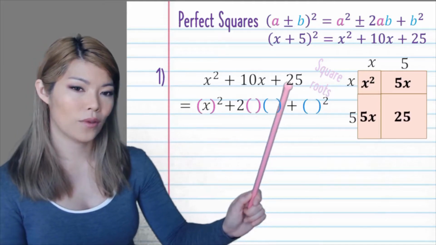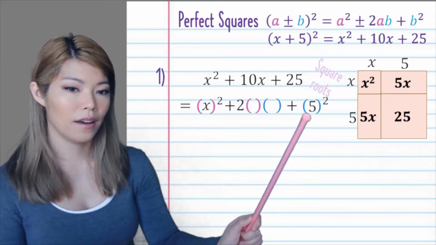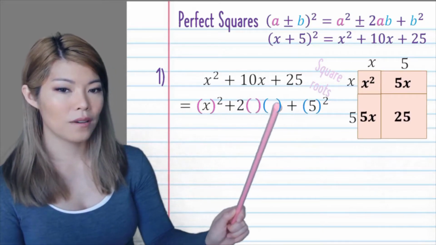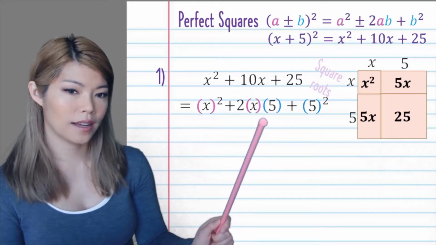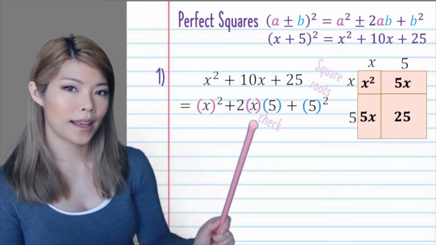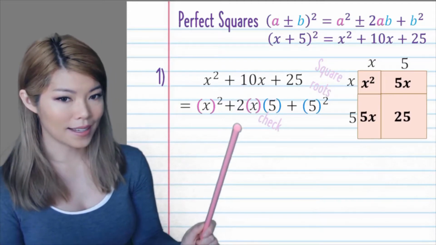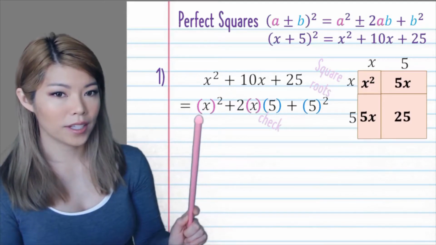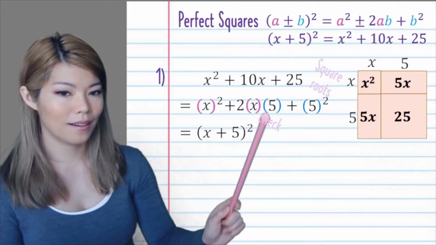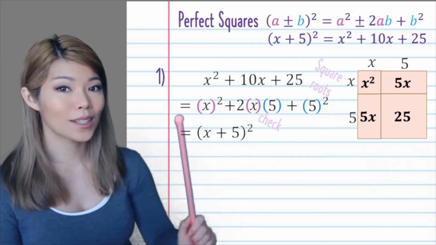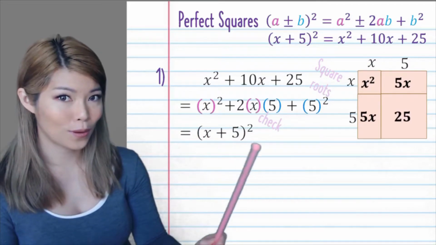And what will we write over here to get 25? What squared gives us 25? It is 5. So we now can fill in the middle term with the x and the 5, and we check. Does 2 times x times 5 give us 10x? Yes, it does. So now we know that our first term, or our a, is x, and our second term, or our b, is 5. So this is called factorizing, where we go from expanded form to the factorized form.